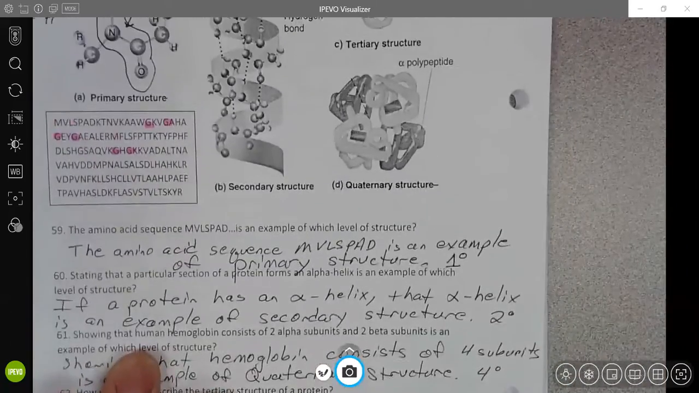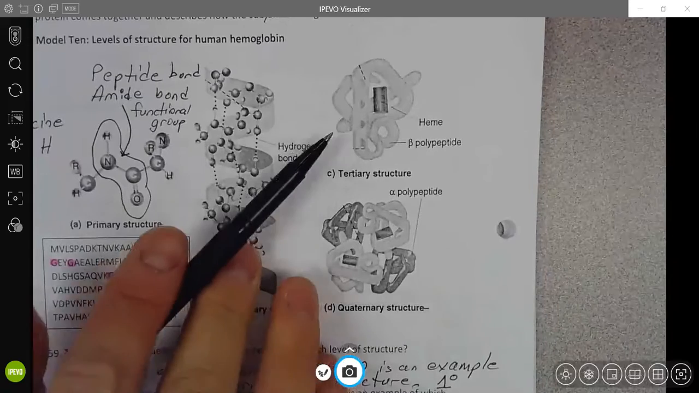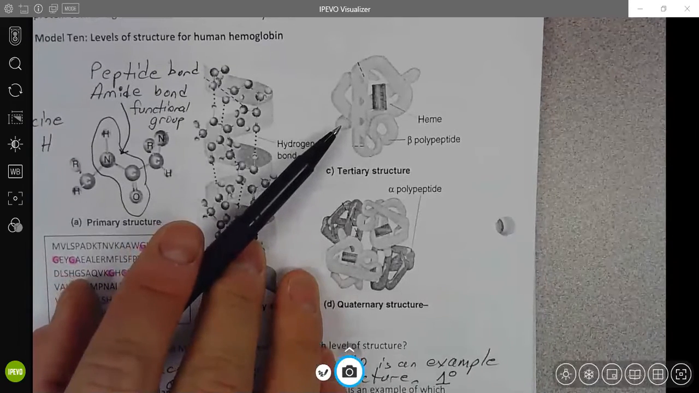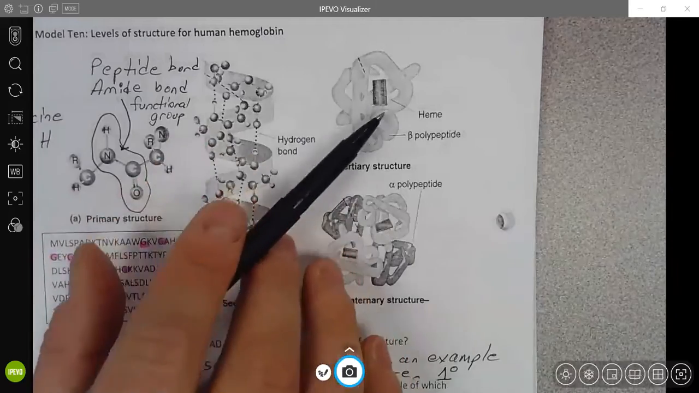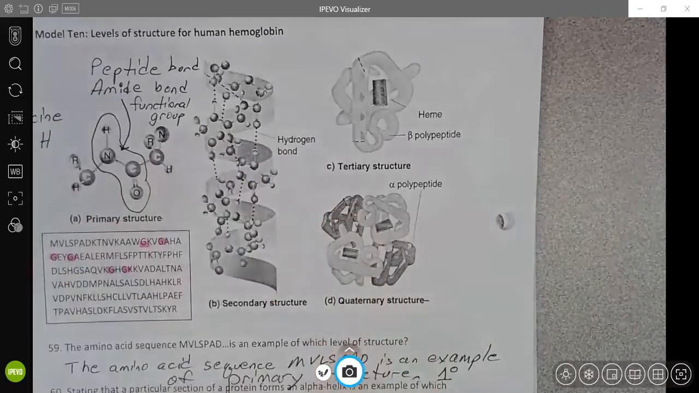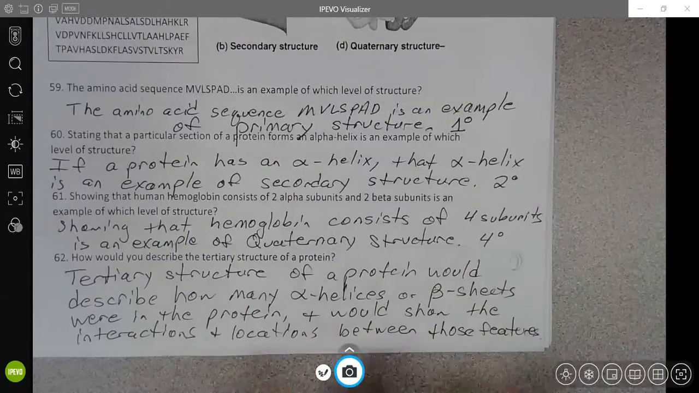So I'm not making it very clear up here how many alpha helices or beta sheets there are, but saying so would be part of this description of the tertiary structure, okay? So these are all of the questions for the protein here.